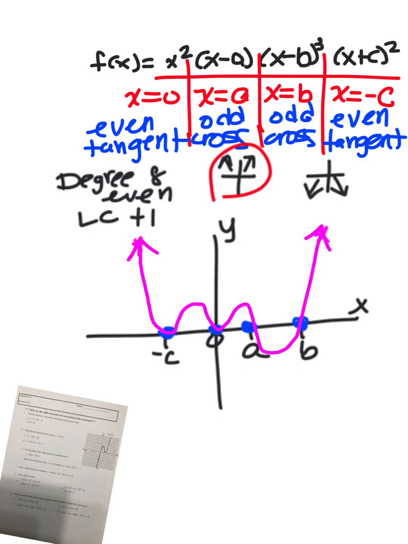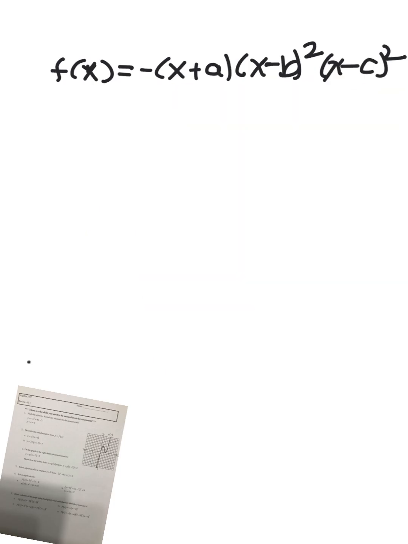All right, and let's take a look at the last one. Oh, and I forgot, label the y-intercept, which is actually here at 0. That would be labeled D. All right, let's take a look at the last one. Okay, so here is D.